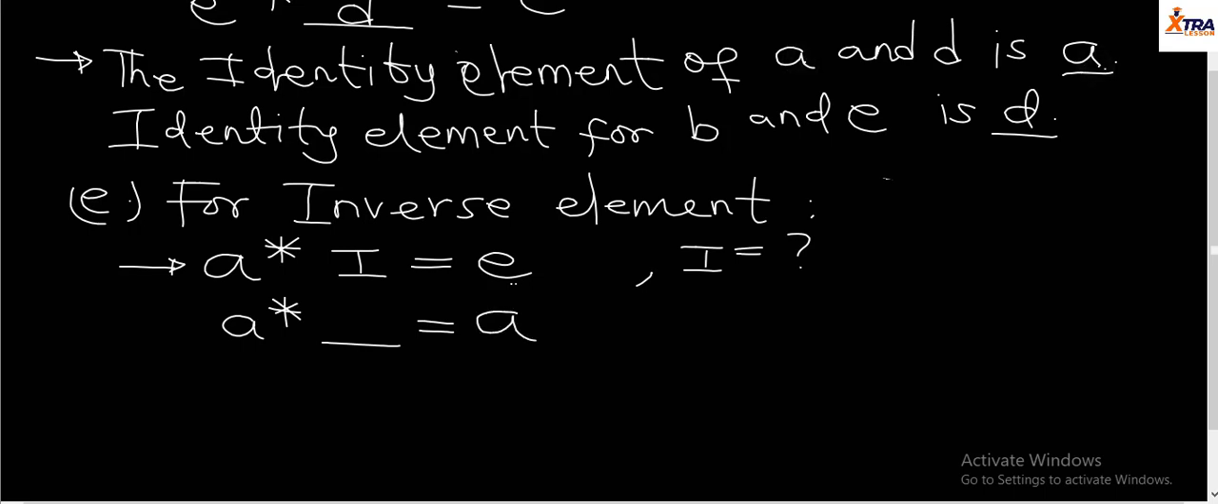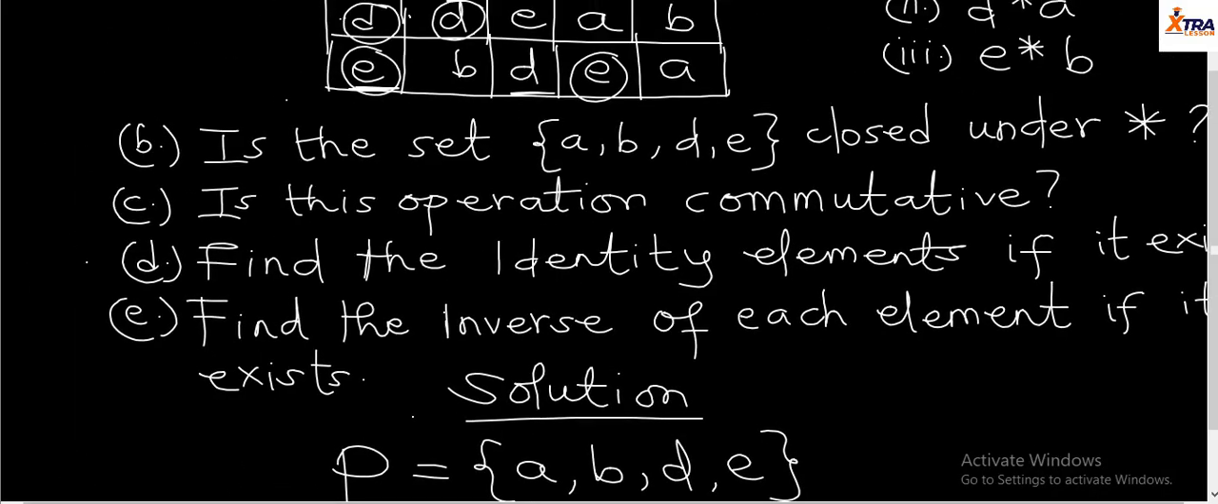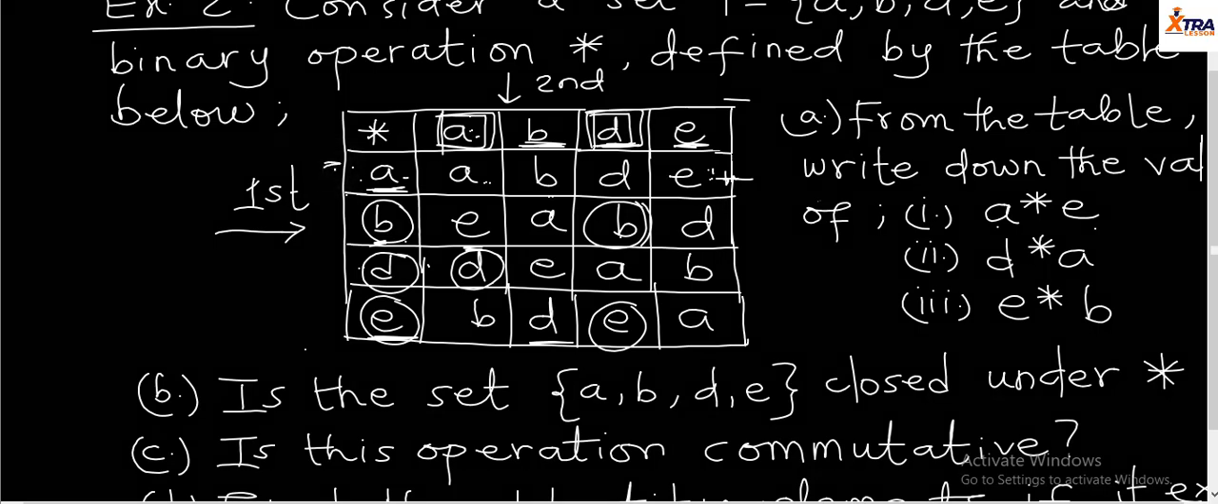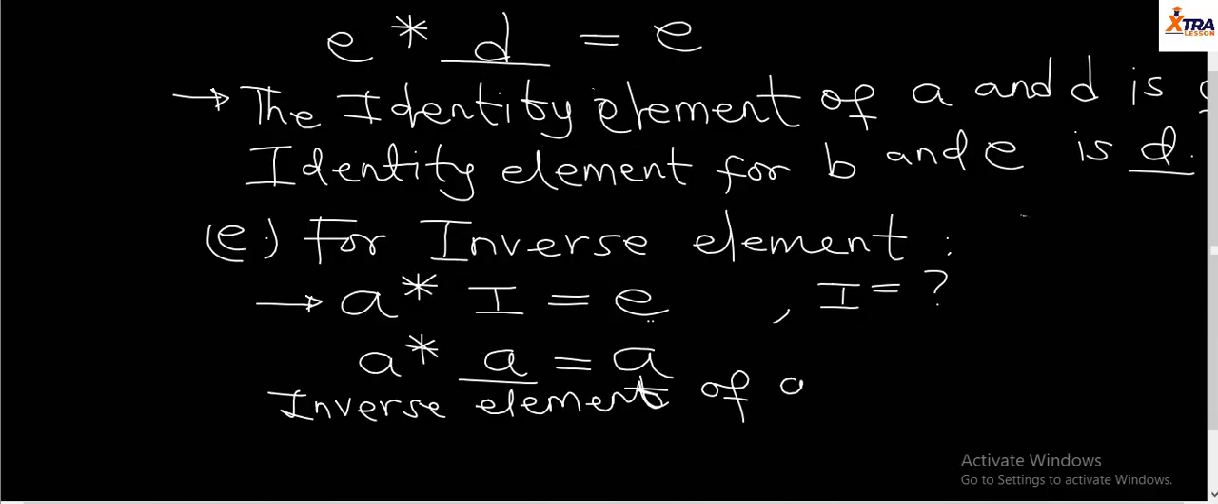So in short, you look at your table on the second axis: what can I operate with A that will give me A again? Go to my table. What will I operate with A to give me A? This is A on the first axis. What will I operate with this A that will give me this A? I realize that the only thing that will give me this A inside the box here will be this A on the second axis. Every other thing here won't give me that. So that means the inverse of A is A.